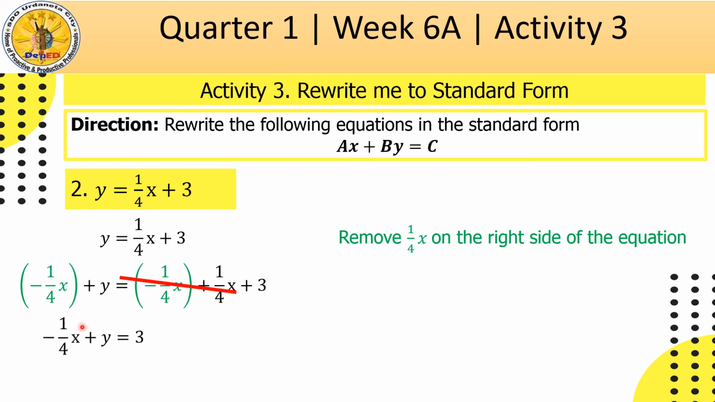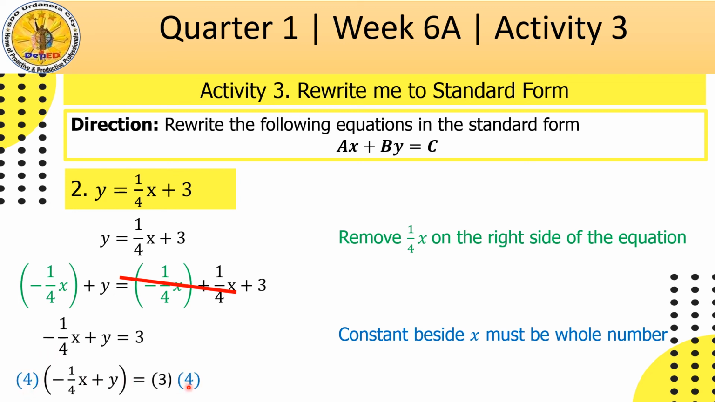Next, we will just copy this further because we cannot add these two terms because they are not like terms. So we have negative 1/4 x plus y, and then we will just copy 3. We do not need to write plus 3 because it is considered as positive 3. Next, the constant beside x must be a whole number. So we need to make 1/4 here a whole number. How are we going to do that? We will just multiply by the reciprocal of 1/4, and that is 4.